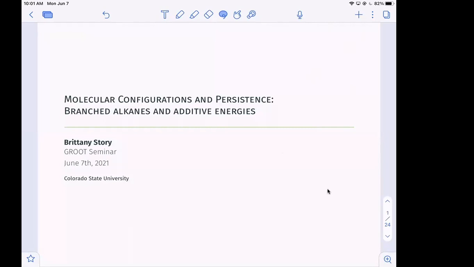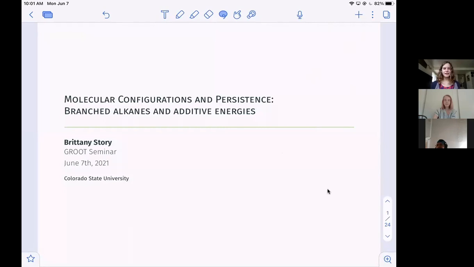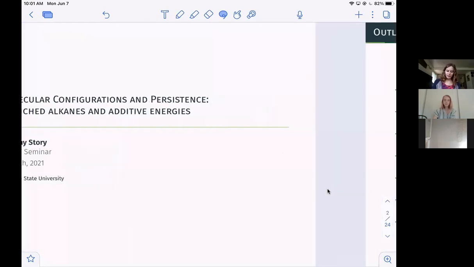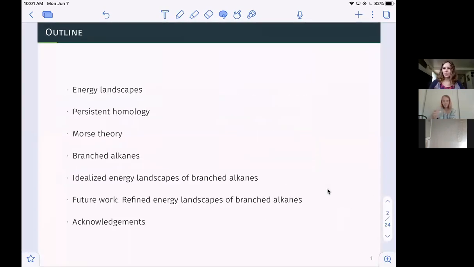As Sarah mentioned, today we'll be looking at molecular configurations and persistence, and specifically we're going to focus on a type of molecule called a branched alkane. Just a quick outline so we don't get lost in the trees of where we're going.